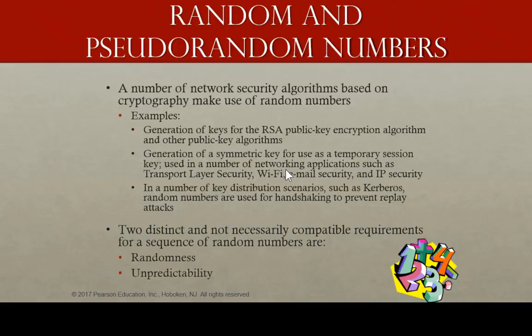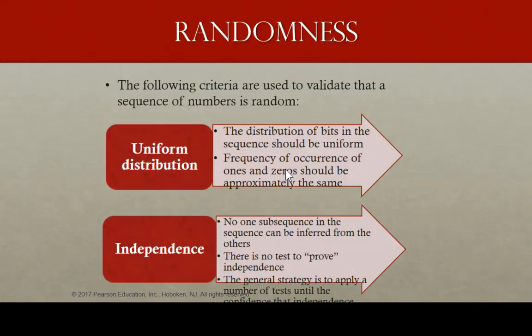These applications give rise to two distinct and not necessarily compatible requirements for a sequence of random numbers: randomness and unpredictability. Randomness. Traditionally, the concern in the generation of a sequence of allegedly random numbers has been that the sequence of numbers be random in some well-defined statistical sense. The following criteria are used to validate that a sequence of numbers is random.